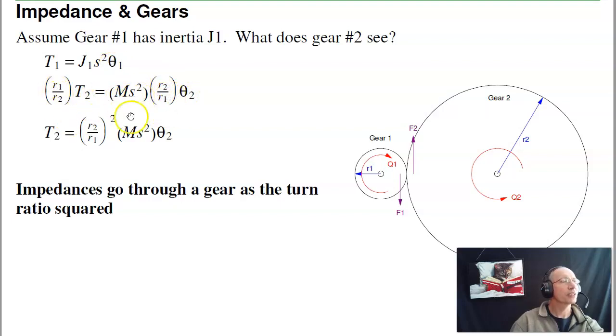So now let's bring this together. I get T2 is R2 over R1 squared times J1 s squared times theta 2. The inertia seen at gear 2 is the inertia from gear 1, J1 s squared, scaled by the turn ratio, scaled by R2 over R1 squared. And I like thinking of it as where you're going to divided by where you came from, squared, times J1 s squared.